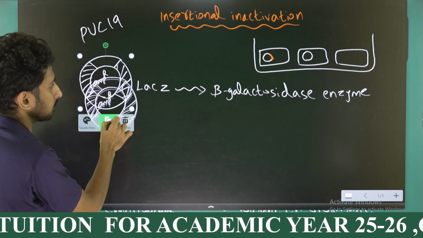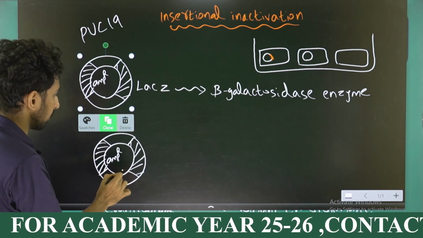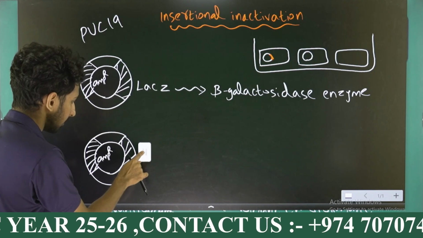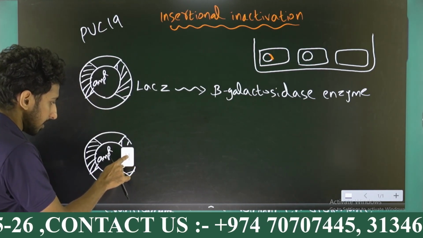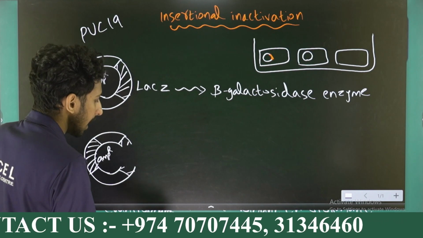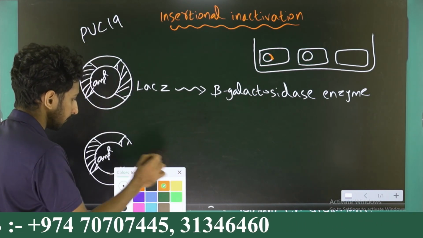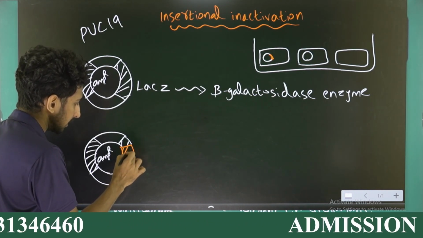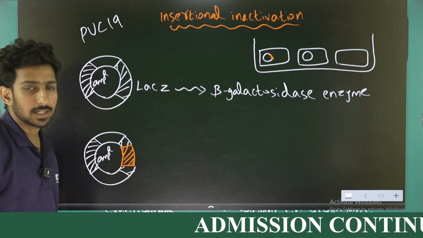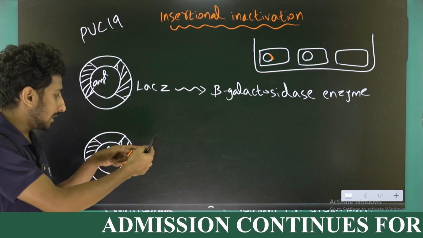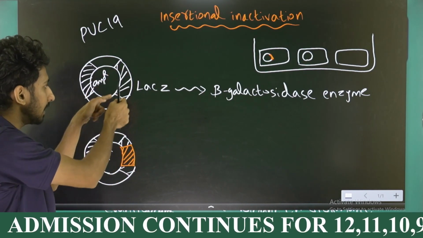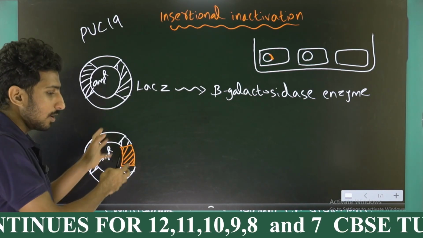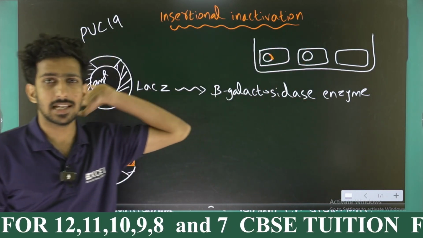Taking a copy of this. Now we are cutting the lacZ gene and introducing a foreign gene into the lacZ gene. Okay, now the foreign gene is inserted. Now what happens? If you insert a foreign gene, the lacZ gene will be inactivated. Which means now this vector is not able to produce the beta-galactosidase enzyme.